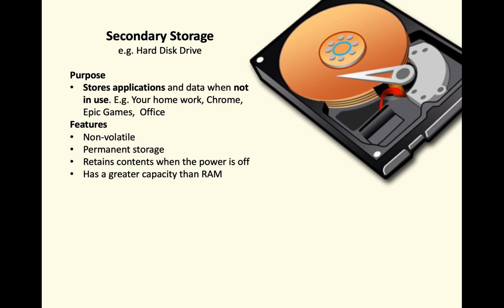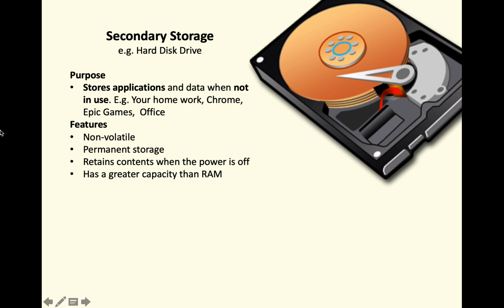So this represents secondary storage. In this example, this is a hard disk drive, which is a type of magnetic storage. Now, the purpose of the hard disk drive is that it stores applications and data when they are not in use. So it's really, really important that I have somewhere to store my homework or all my programs like Google Chrome or Epic Games or Microsoft Office. I need to have somewhere to store all of that when I'm not using my computer. So when I switch off my computer, where is all of that going to be stored? It's going to be stored on secondary storage.